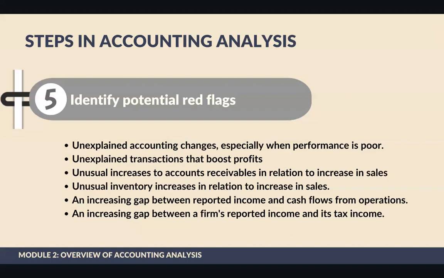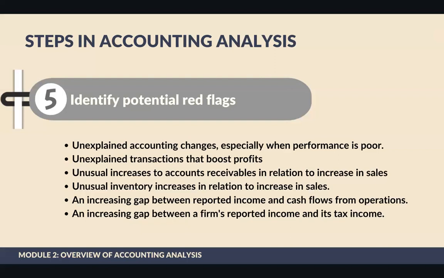So what happened there? Unusual inventory increases in relation to the increase in sales. So here, we ask if there is a 10% increase in sales, why is there a 30% increase in inventory? Why is there such a big gap? We always ask this because inventory is a sensitive audit item and sales is always questionable to the auditors.